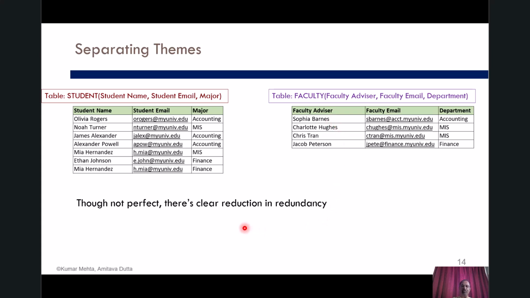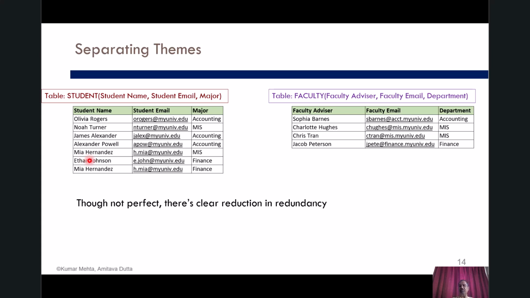It's not completely gone, because if you look at the list for students, you can see that Mia Hernandez, because she's a double major, MIS in finance, her name appears twice. Okay, so even though we created two themes, there is still the possibility that if Mia Hernandez's name changes as it did after being married, you could get inconsistency between two places where the names appear. But clearly, I hope you would agree that taking this one big list and breaking it up into two lists based on the themes that are there in that one big list has at least reduced the inconsistency, the anomalies, to a good extent.